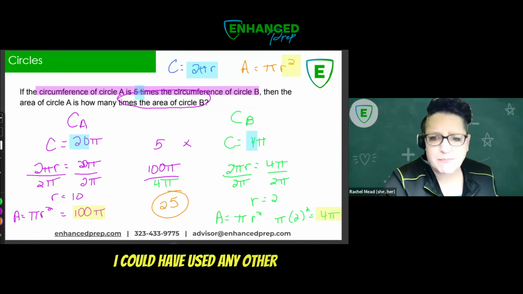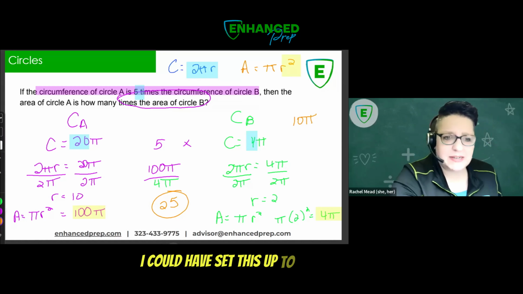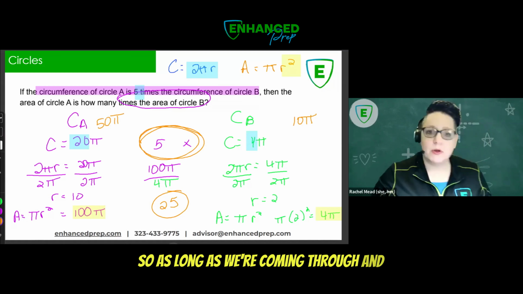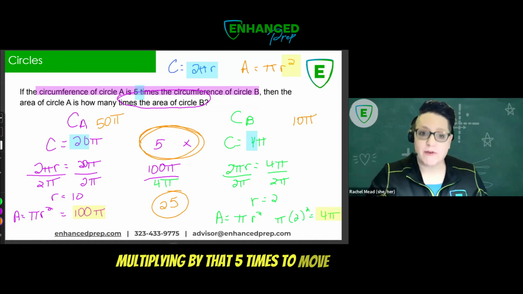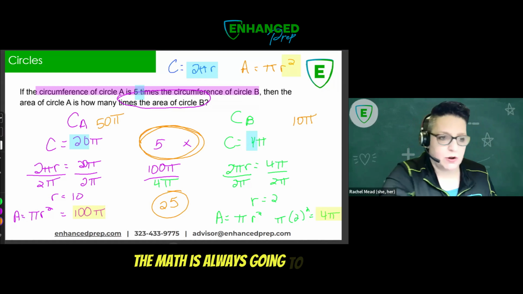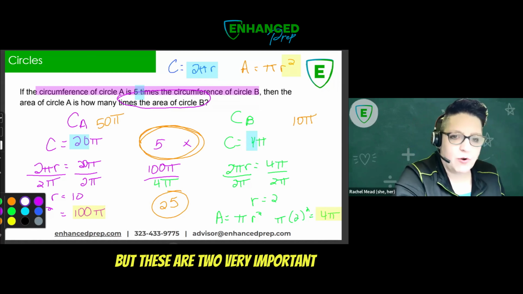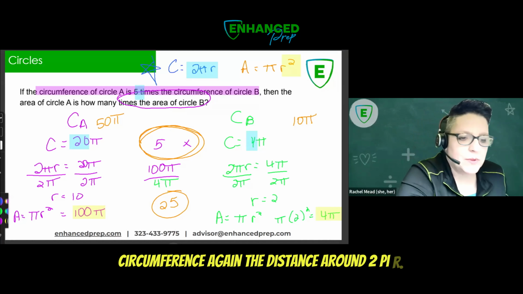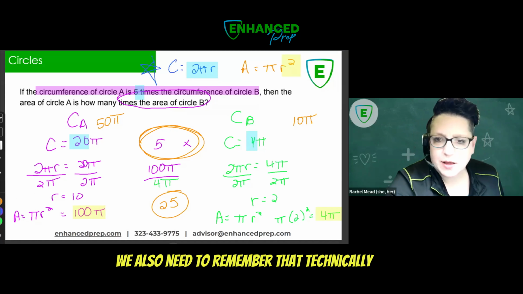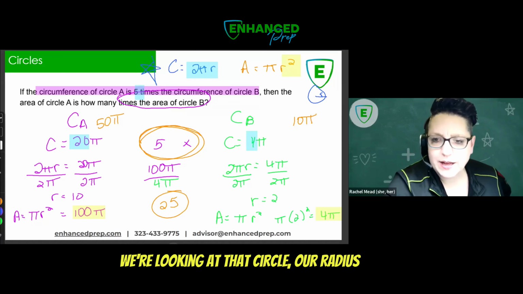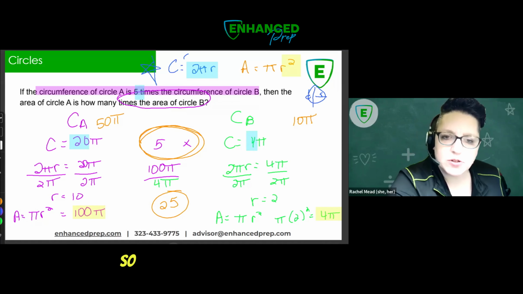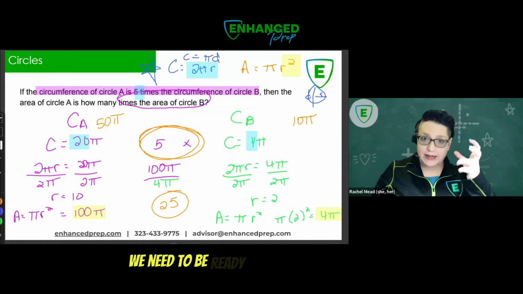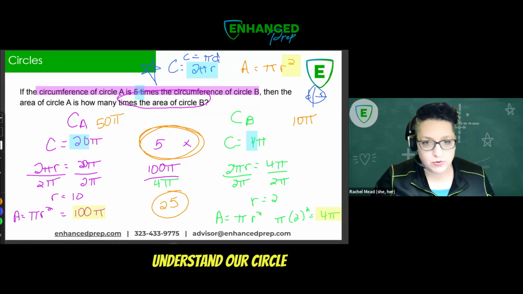I could have used any other numbers here as well. I could have set this up to be 10 pi, which would have given me 50 pi over here. So as long as we're multiplying by that 5 times to move from B to A, the math is always going to work on this. But these are two very important formulas that you must have memorized. Circumference, again, the distance around, 2 pi r. We also need to remember that technically when we're looking at that circle, our radius is half of our diameter. So our circumference can also be written as pi times our diameter. We need to be ready to interchange that and understand our circle terminology.